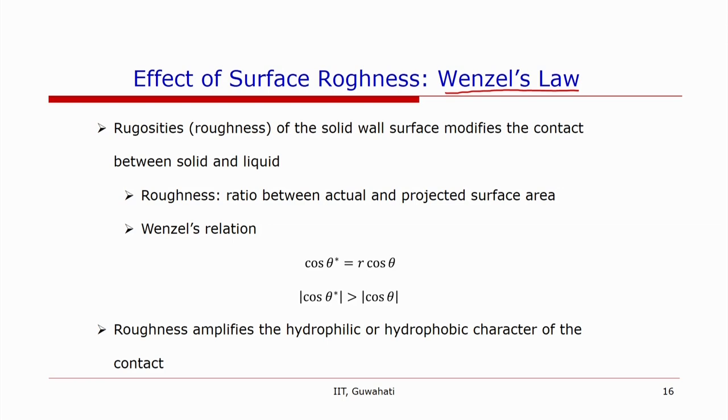So the roughness is given, let us say, here by R, and it is the ratio of the actual and the projected surface area. So if the material is rough, then the actual area will of course be more than the projected surface area. So R is always going to be greater than 1. And Wenzel derived a relationship for cos theta star. So theta star is the contact angle on a rough surface.